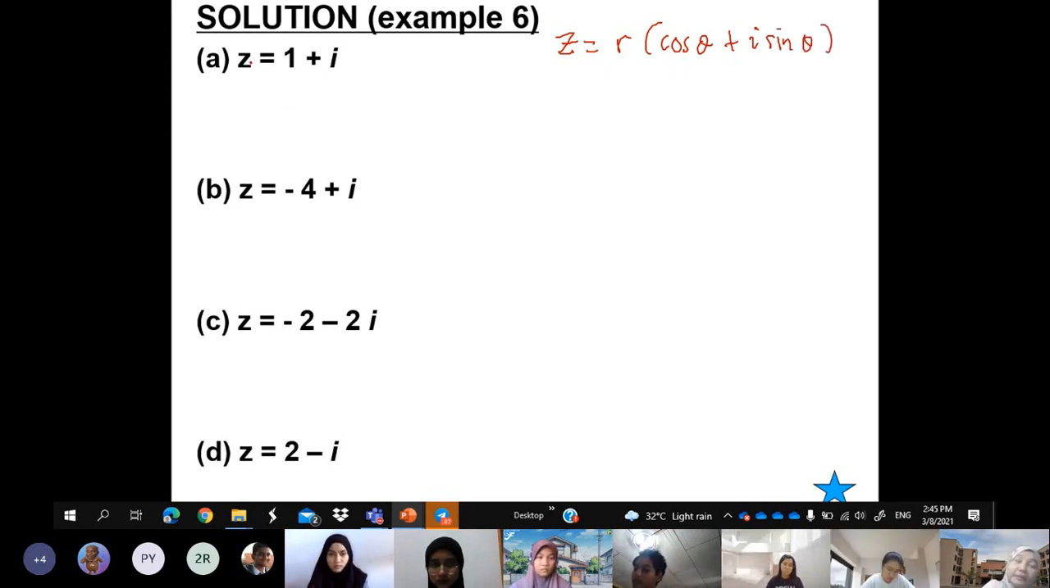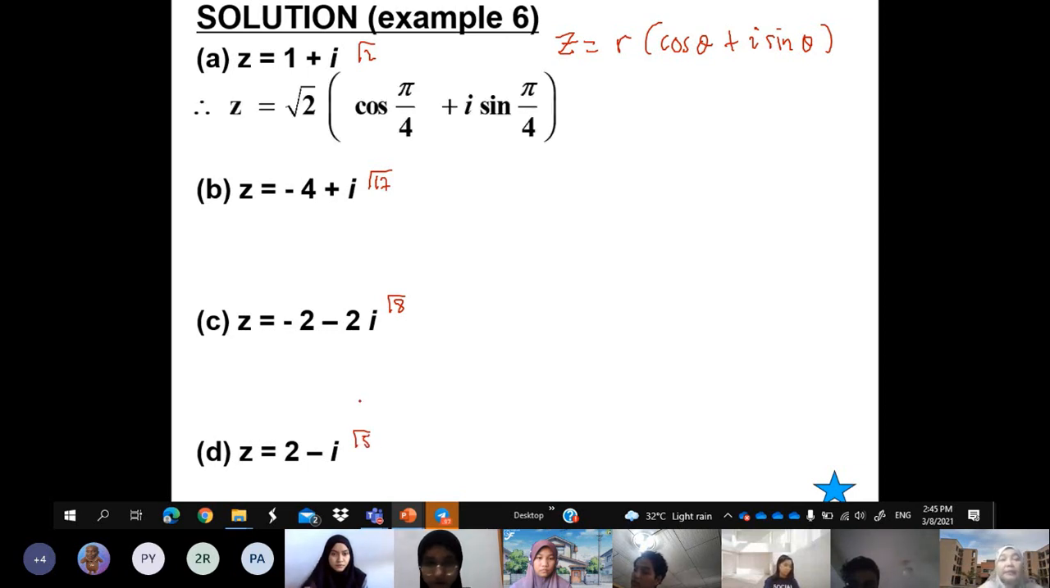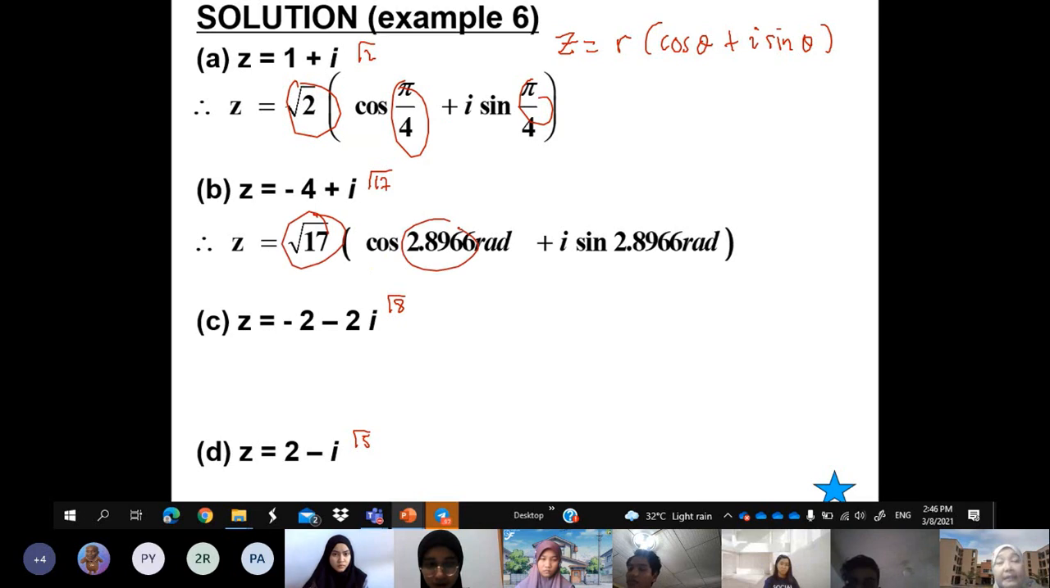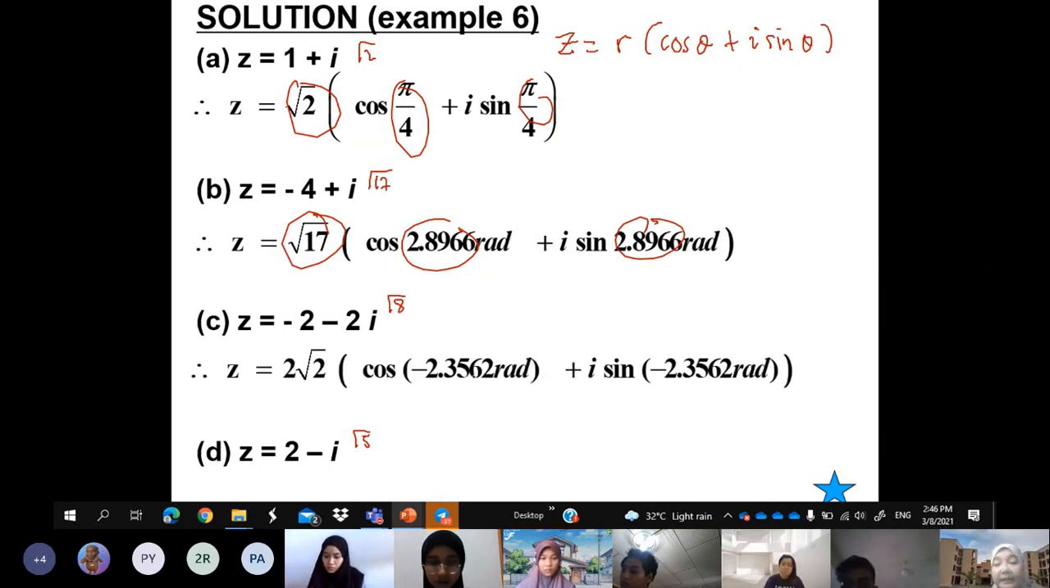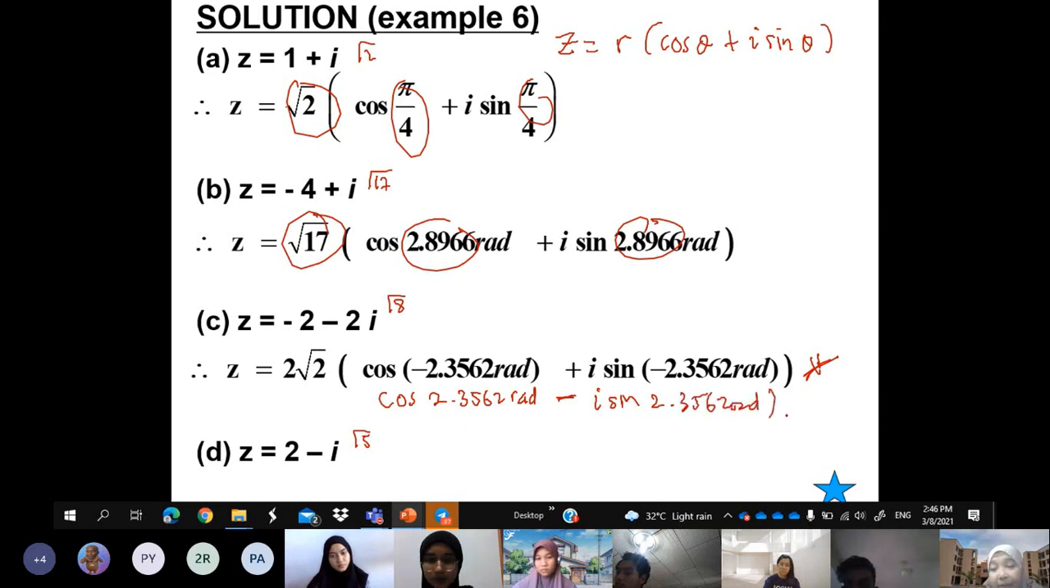Earlier, modulus of z is equal to 2, right? For this one, 16 plus 1 is 17, so square root of 17. This one, 4 plus 4 is 8, square root of 8 or 2 square root of 2. This one, 4 plus 1, modulus square root of 5. And for the argument, I can't remember, right? Just substitute the modulus r and the earlier theta in the template. For B, modulus and the earlier theta argument, substitute, in radian. This one also negative, and then I simplify to the positive. So cos 2.3562, minus i sin 2.3562, right? Also okay.